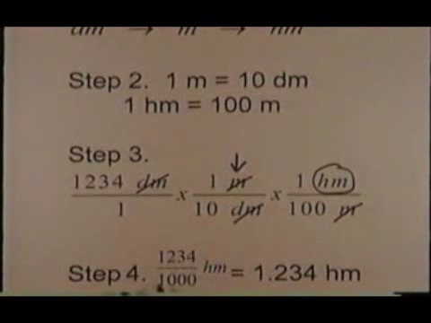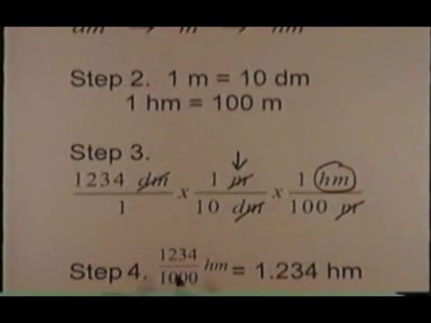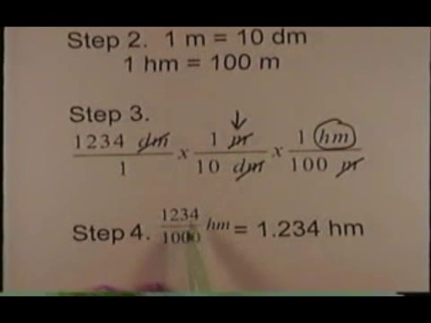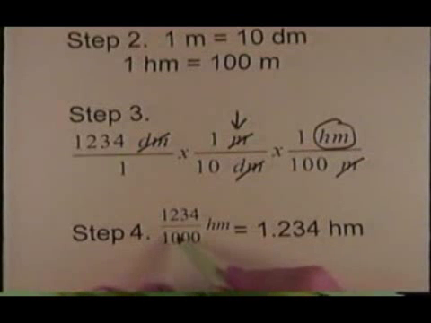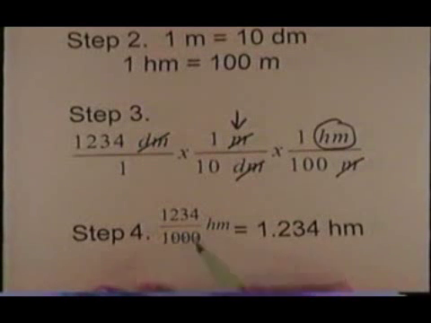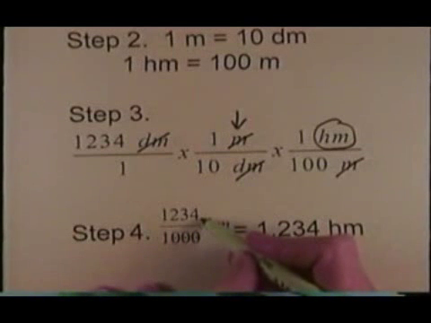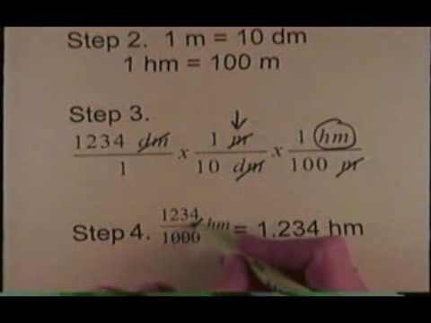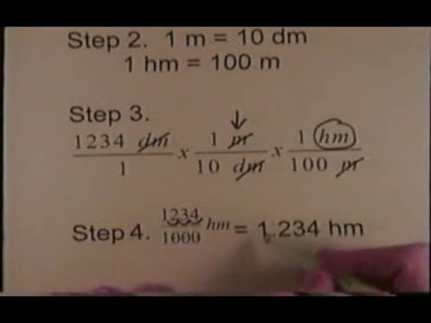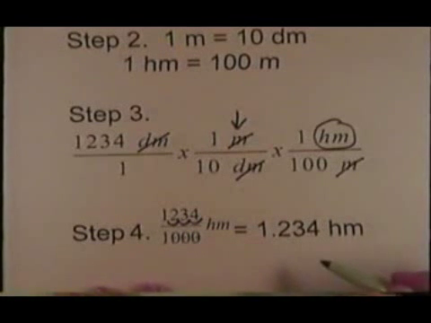So 1,234 divided by 1,000. Recall that when you divide a number by 1,000, that is going to make the number smaller. Since it has 3 zeros, it's going to move the decimal 3 places to the left when it makes it smaller. This is the whole number, so the decimal is currently here. So that will be 1, 2, 3 places, 1.234.